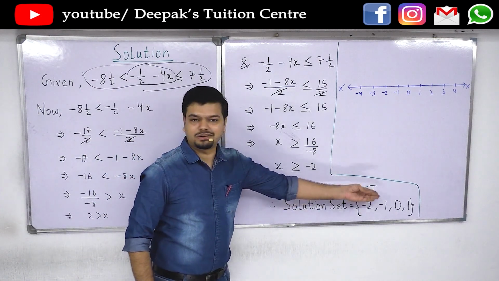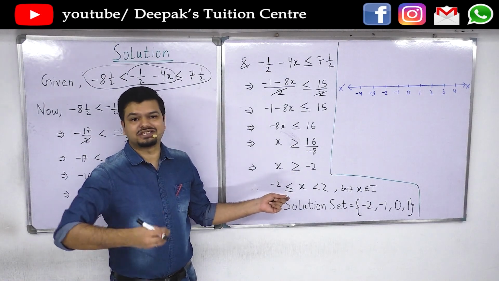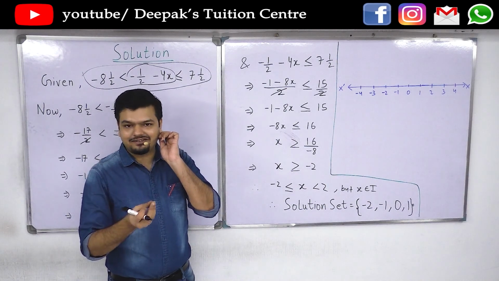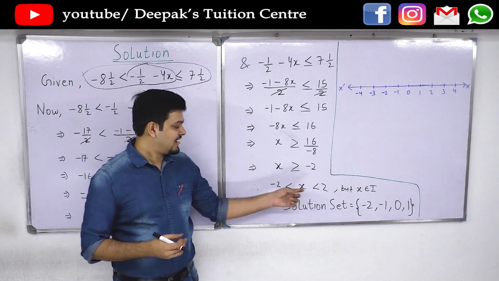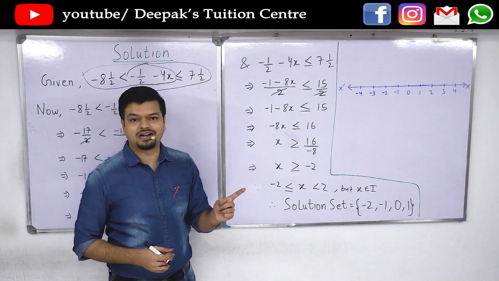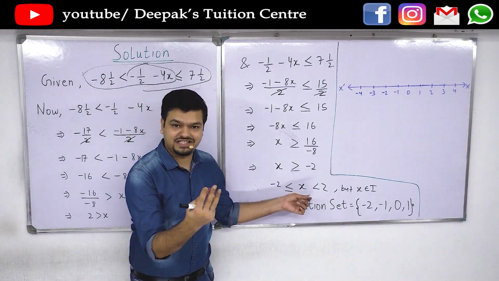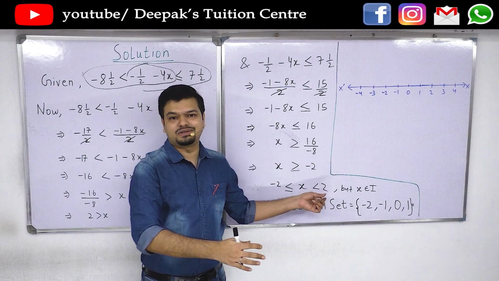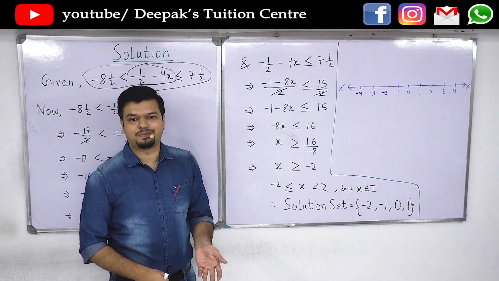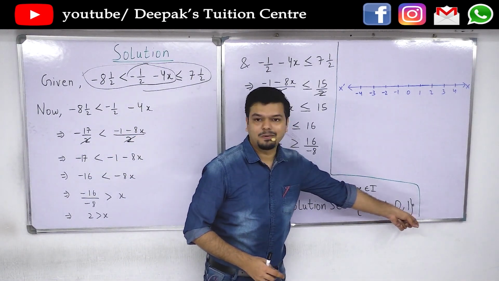But x belongs to integers. So we can essentially say that x can possess any integral value between minus 2 till 2, where minus 2 is included but 2 is not included. So essentially we can have minus 2, we can have minus 1, we can have 0, we can have 1, and then we need to stop because the next integer is 2 and we cannot go beyond 2. We cannot even accept 2. So the solution set is minus 2, minus 1, 0, 1.